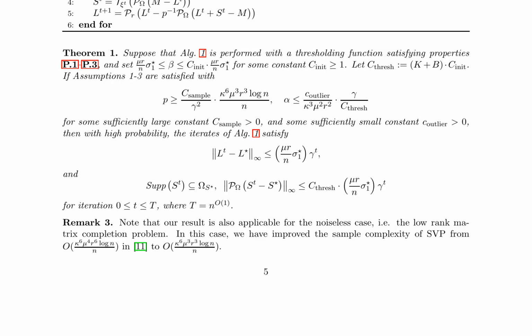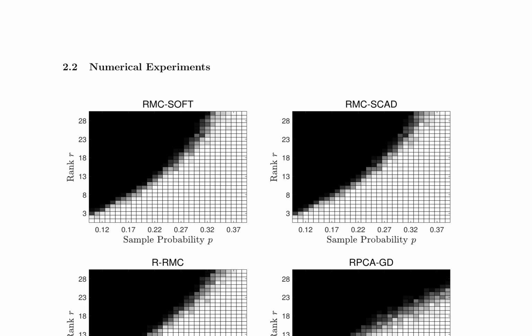They then outline the key steps of their proposed algorithm, which involves an initialization step followed by a series of iterations that progressively refine the estimate of the low-rank matrix. The algorithm utilizes a thresholding function to eliminate outliers and noise from the data. The paper also includes a detailed theoretical analysis of the algorithm's performance, providing conditions under which the proposed method can successfully recover the underlying low-rank matrix.